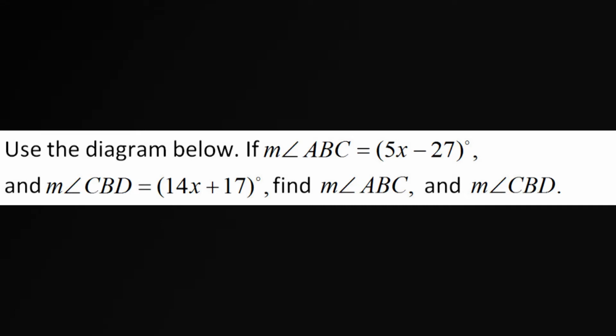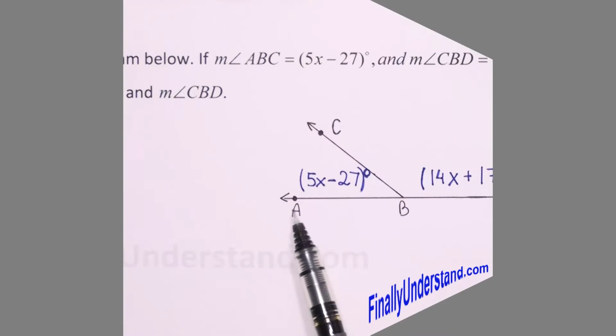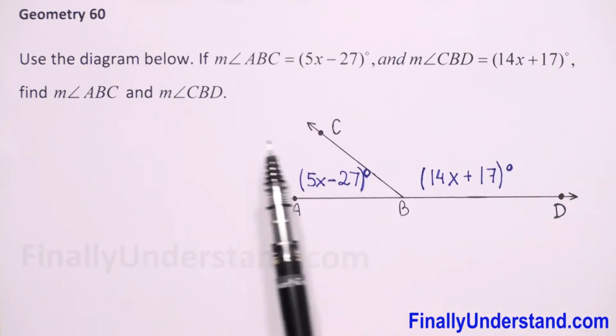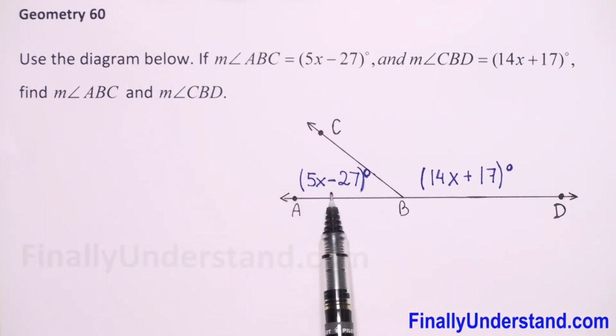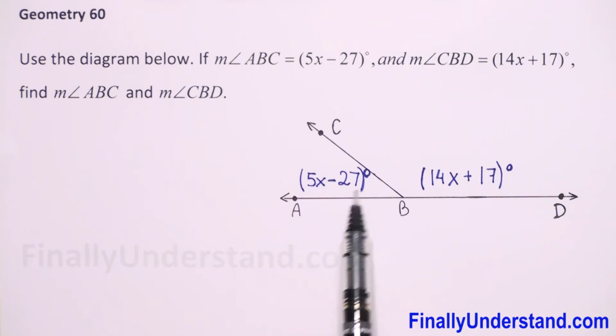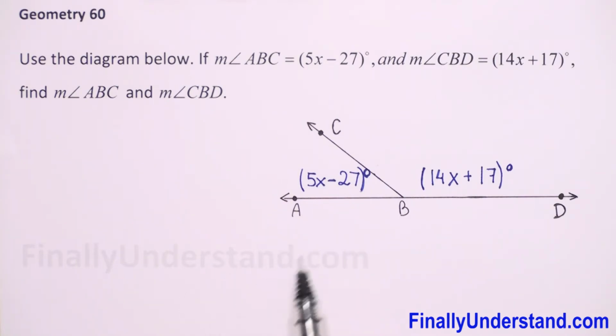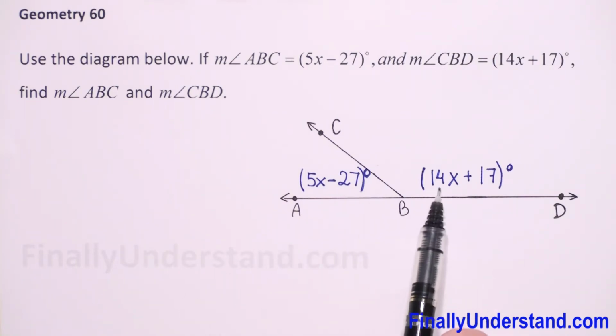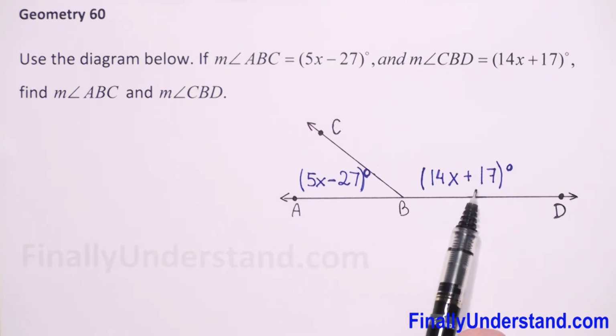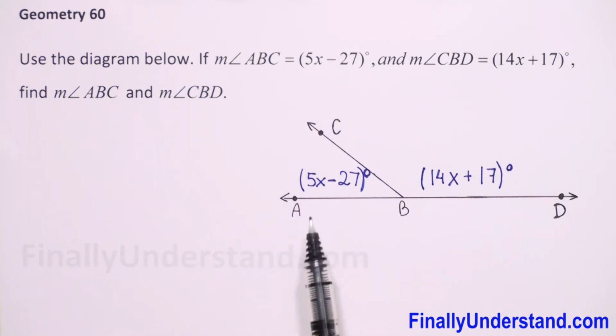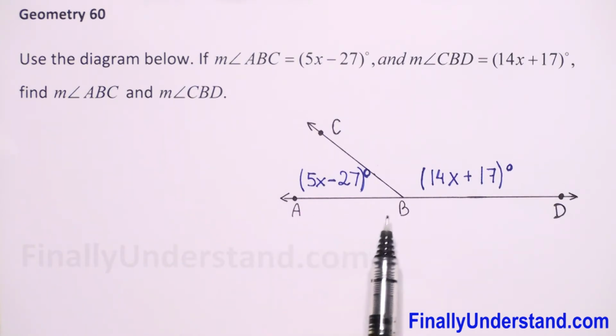We have a given diagram, and we know that the measure of angle ABC is given by the expression 5x minus 27 degrees, and the measure of angle CBD is given by the expression 14x plus 17. We have to find the measure of angle ABC and CBD.